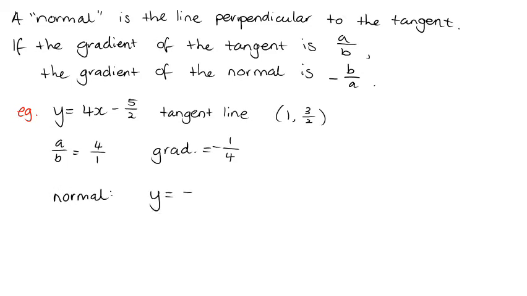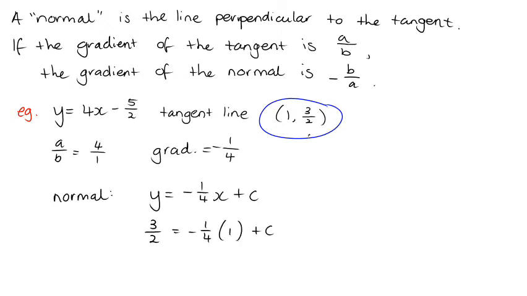So far we know our m. How are we going to figure out c? Right, you just take a point you know that lies on that normal line, which is that point there, and you sub those into y and x. So we've got 3 on 2 equals negative a quarter times 1 plus c. So rearranging, we get 1.5 plus a quarter, which is 6 on 4 plus 1 on 4, 7 on 4. So our normal equation is y equals negative 1/4 x plus 7/4.